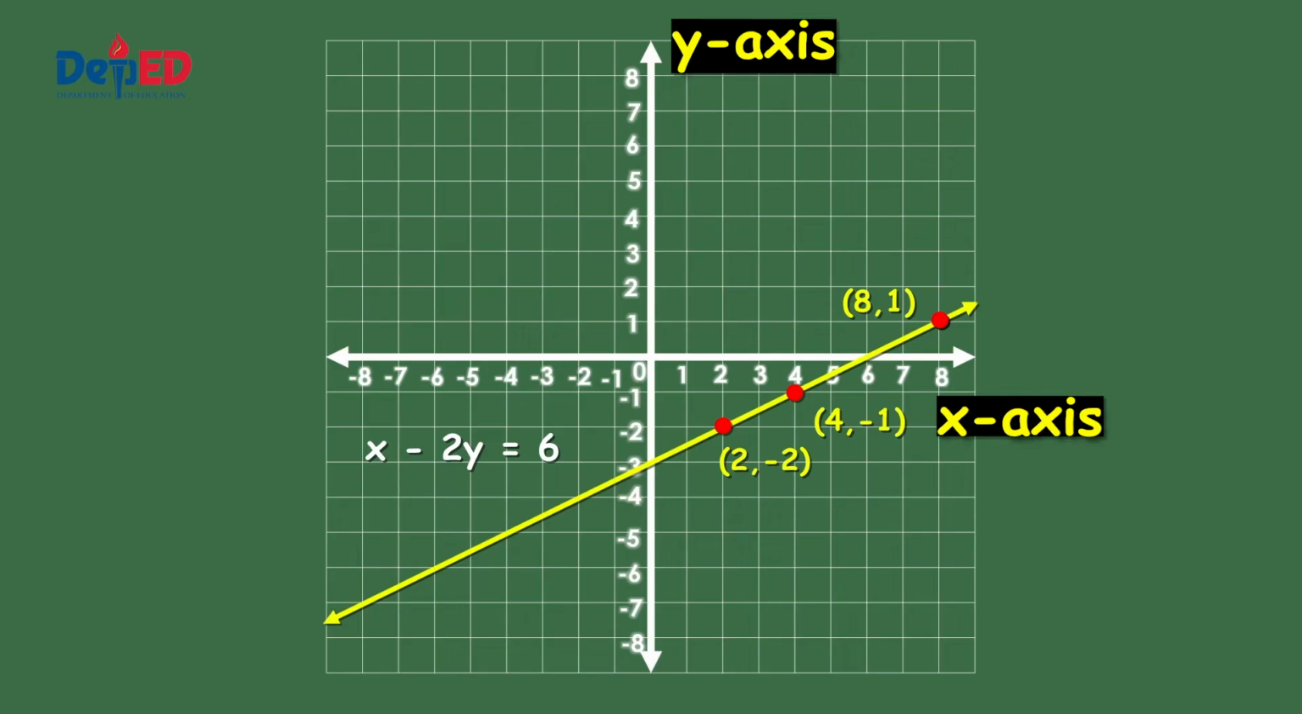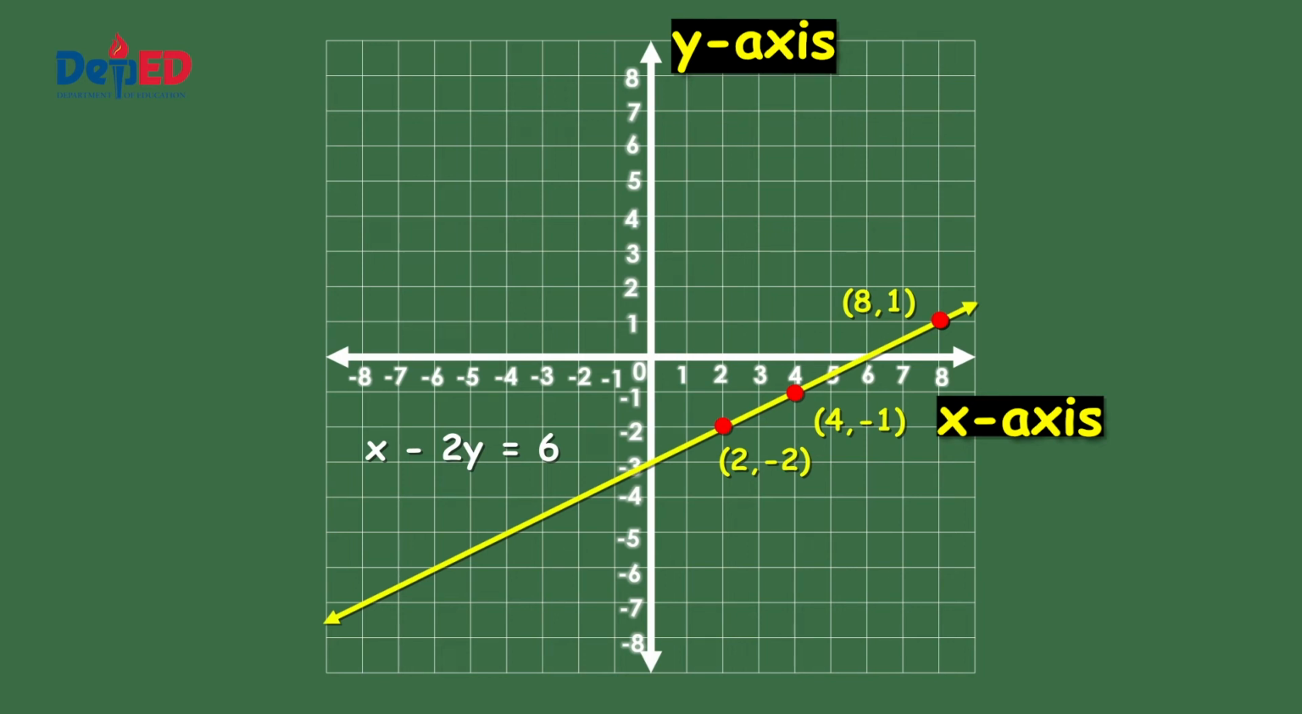Looking back at the equation x minus 2y equals 6, we needed at least 2 points to draw the line representing its solutions. Observe that aside from the 3 points that we plotted, a line is composed of infinitely many points. And all points that lie on the line are solutions to the given linear equation.